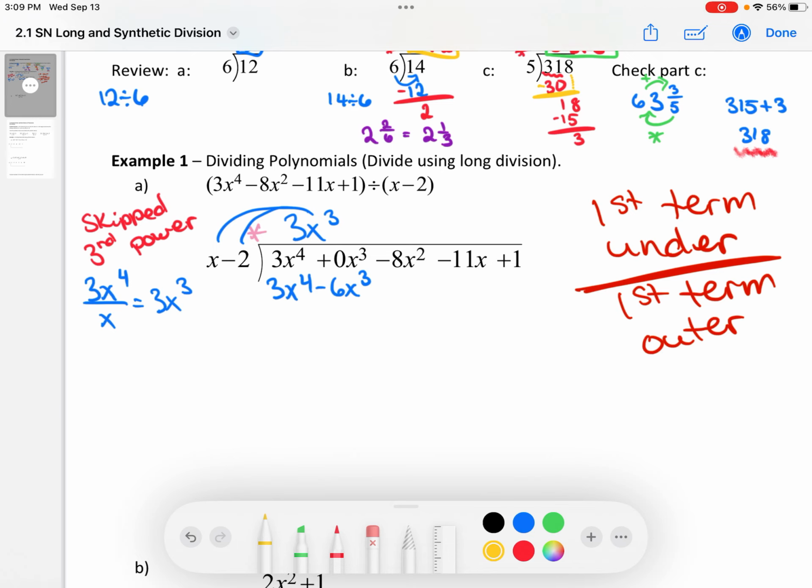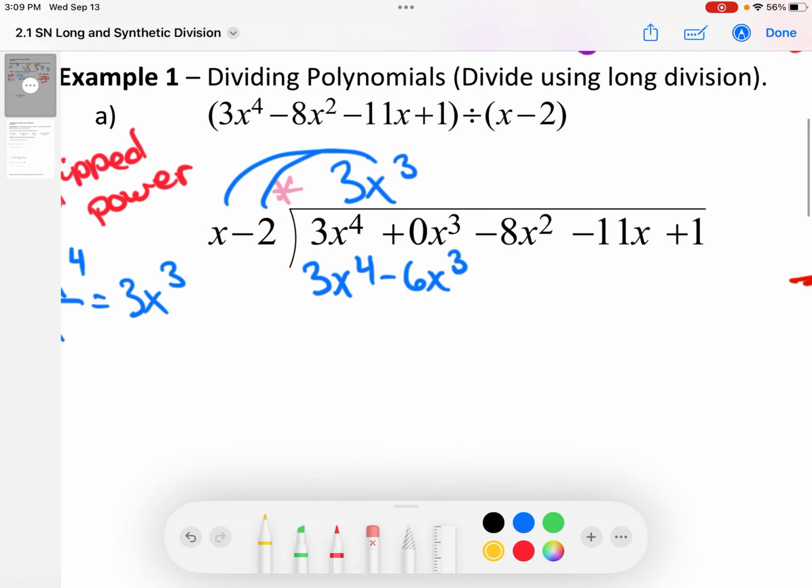Now, what should happen here? The next thing we need to do here is subtract. And when we subtract, we need to subtract every term. So we're going to subtract 3x to the fourth. We're going to subtract negative 6x cubed. So that ends up adding. We change all those signs so we can add.